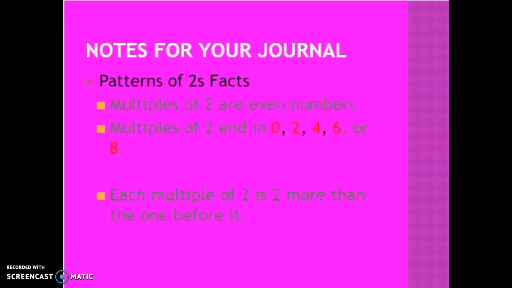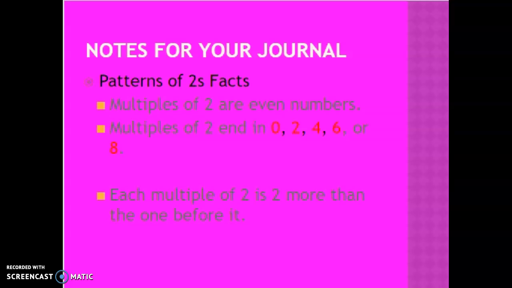Here again is some of those notes that you might want to put in your journal or in your notebook that you're going to be using to help you with math class. Because when we're looking for patterns of two, and this is something that we need to keep in mind, we already know about even and odd numbers. Multiples of two are always, always, always going to be even numbers. So 0, 2, 4, 6, 8.